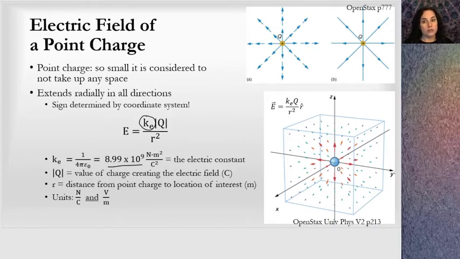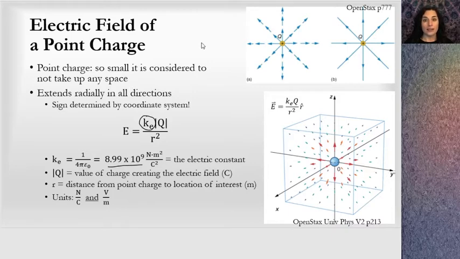So this is the electric field of a point charge, KQ over R squared. That's it. That's the electric field of a point charge. By point charge, we mean a charge so small it's considered to not take up any space. The point charge has no dimensions, and it's just considered a point.